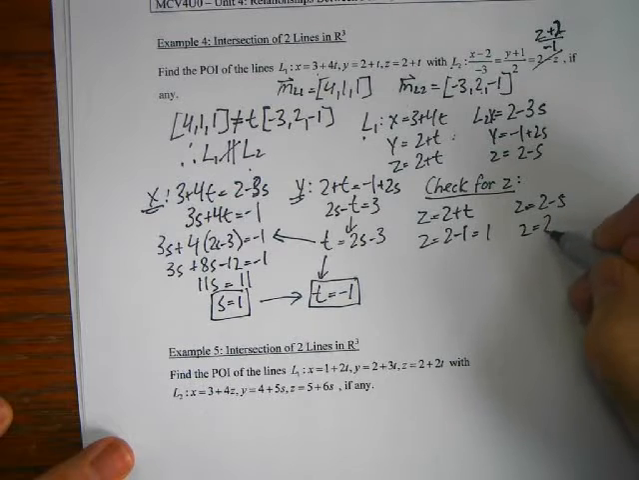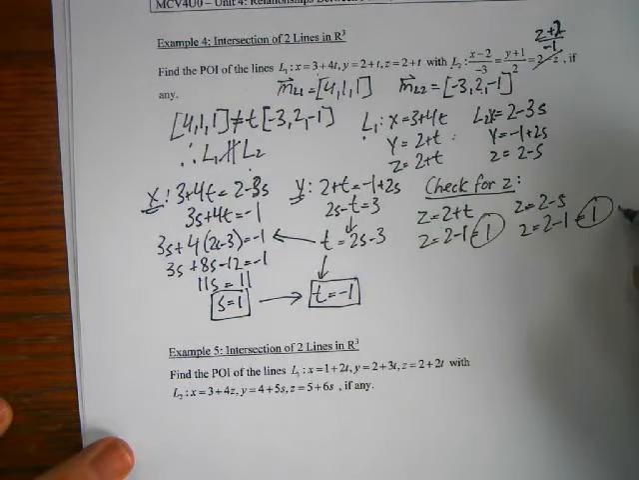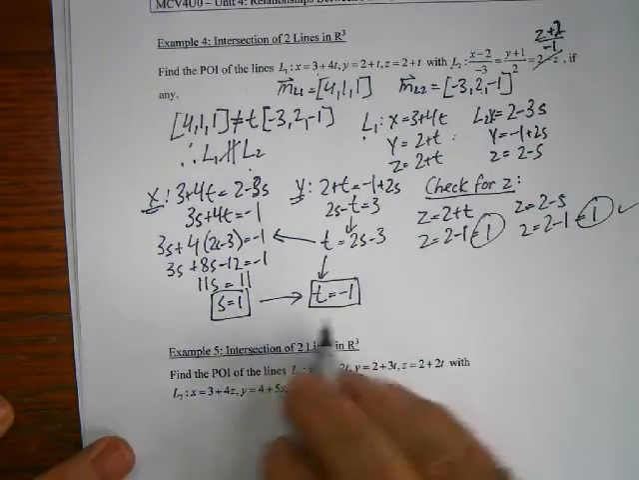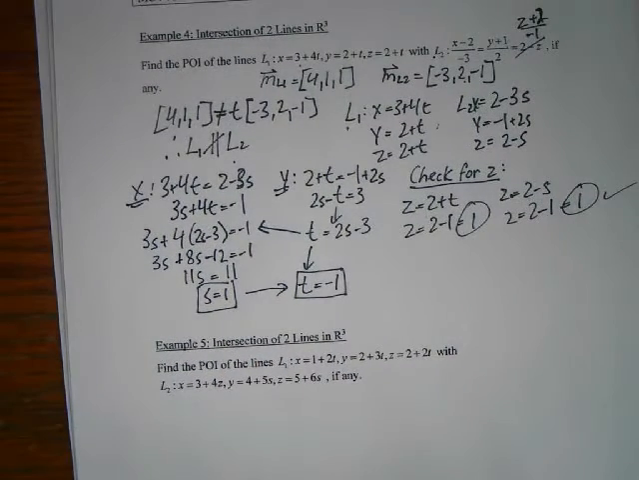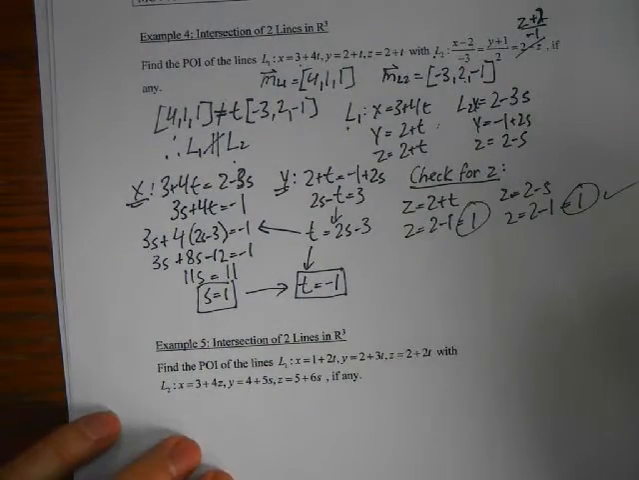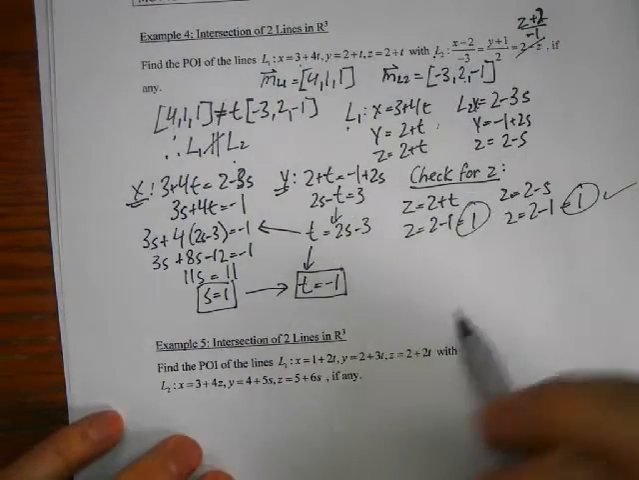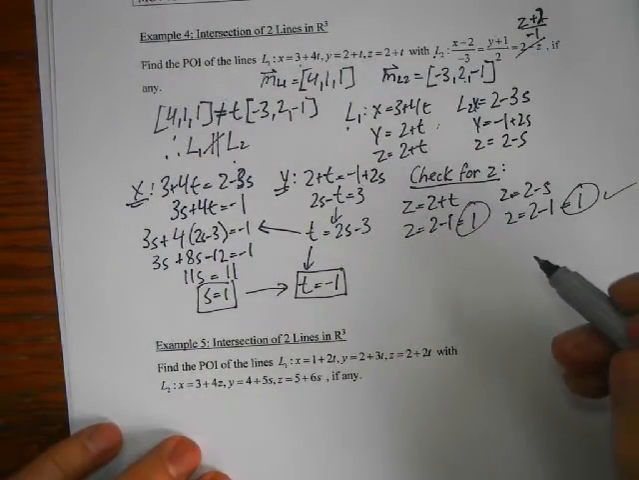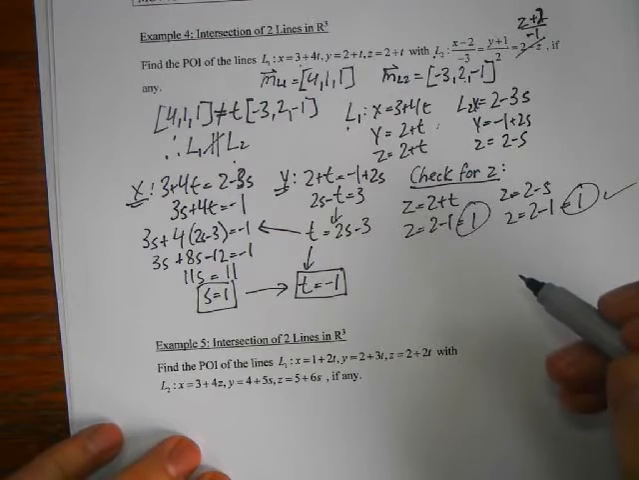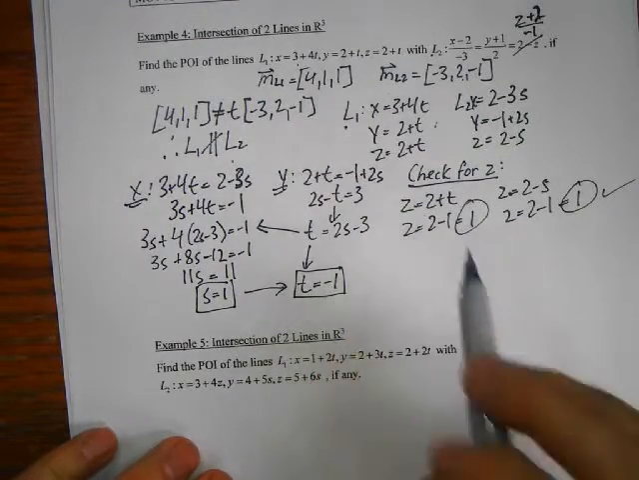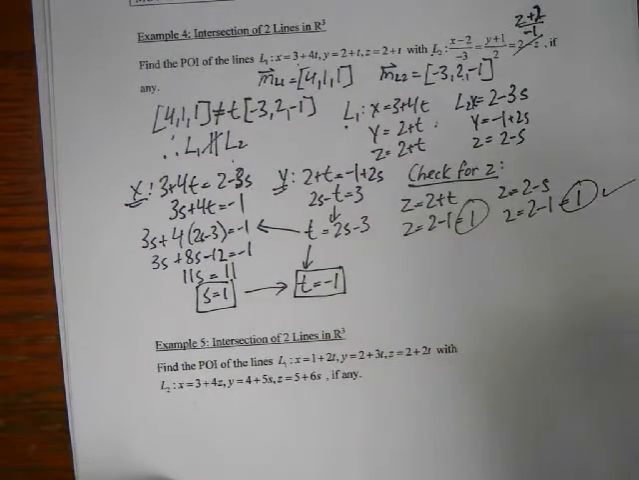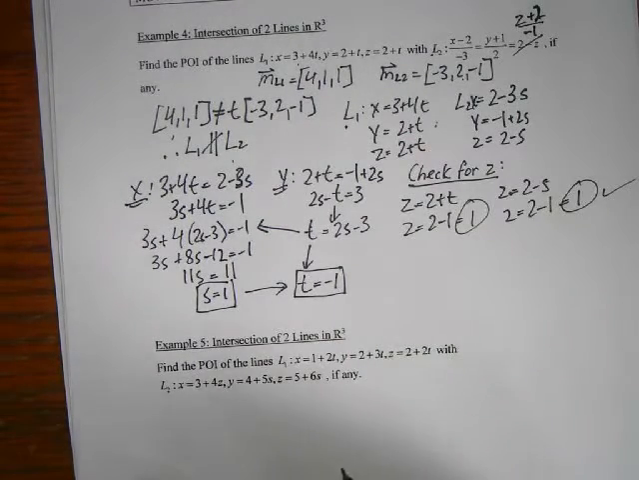So the fact that these two are the same means that those s and t values work for both equations. So is that our answer? No, this has just told us that there is a point of intersection, that they do meet. The fact that I was able to find values of s and t that work for both lines means we now plug these values of s and t back in.